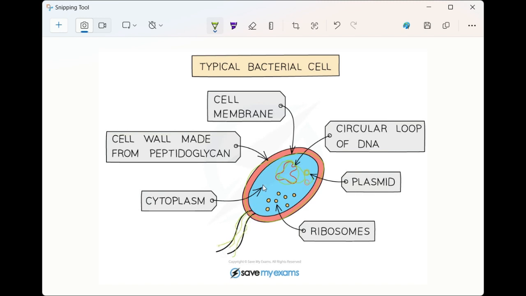But that's it for bacteria cells. So again, one last time. Nucleus, no nucleus. We have a free flowing genetic material. And plasmids are just small little rings of DNA.